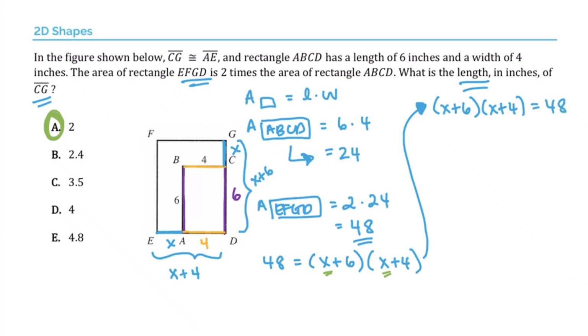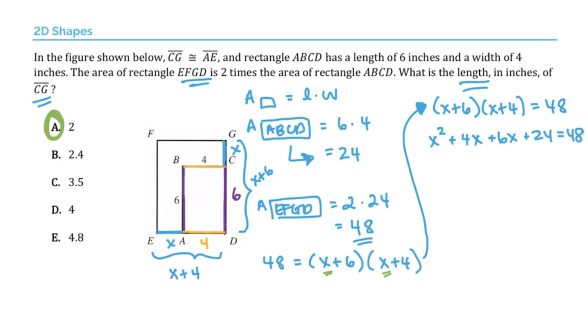So I've just rewritten that expression with the x terms on the left and the number 48 on the right. I'm now going to FOIL. F stands for first, x times x is x squared. O stands for outer, x times positive 4 is positive 4x. I stands for inner, 6 times x is 6x. L stands for last, 6 times 4 is 24, and it equals 48.